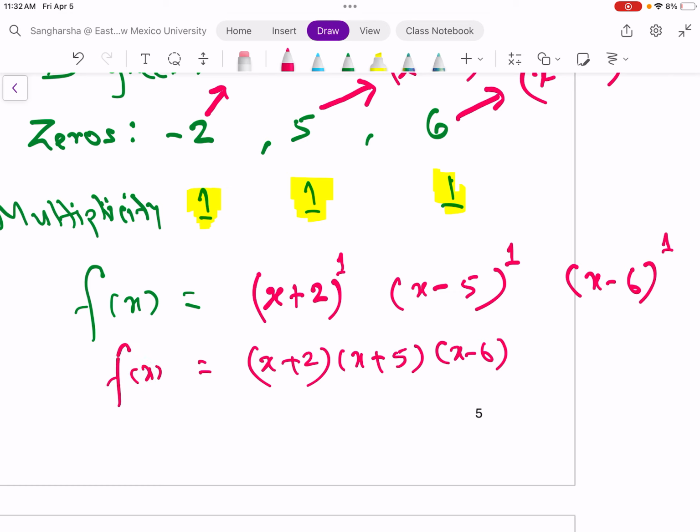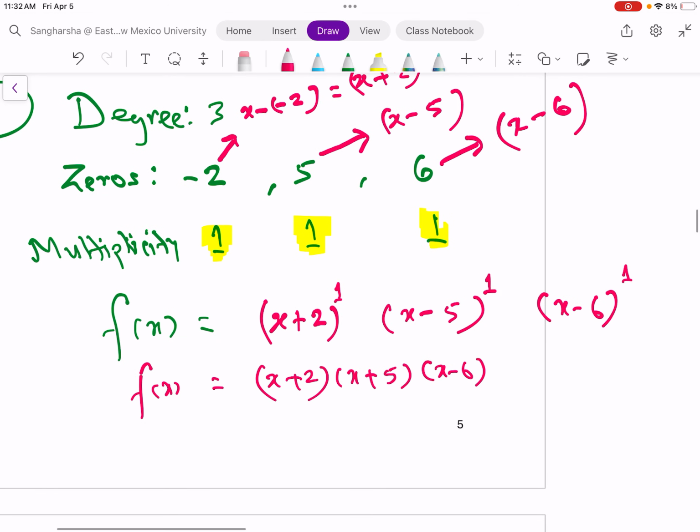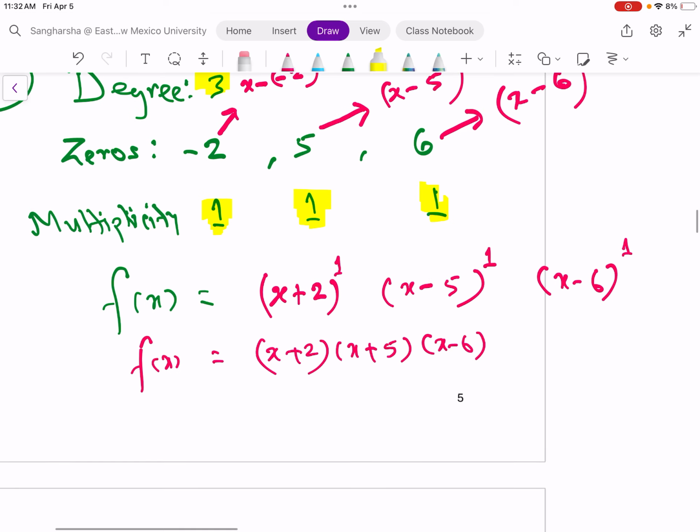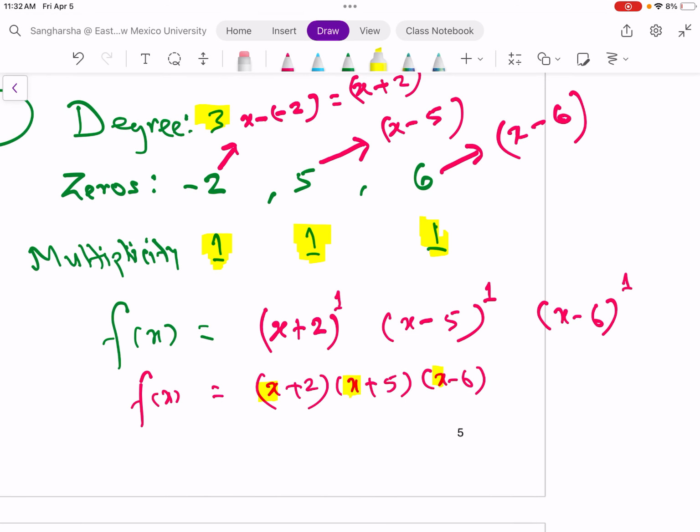And if we find the degree of this function, you can use this degree to double check your answer. So x times x is x squared times x is x cubed. So that is the leading term, and x cubed has a degree 3, so the degree 3 is correct here. So you can use this degree to double check your answer.